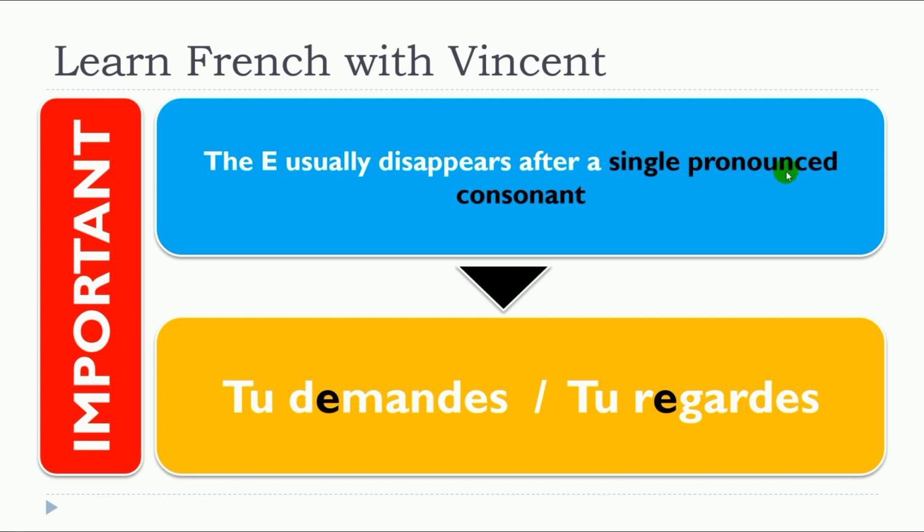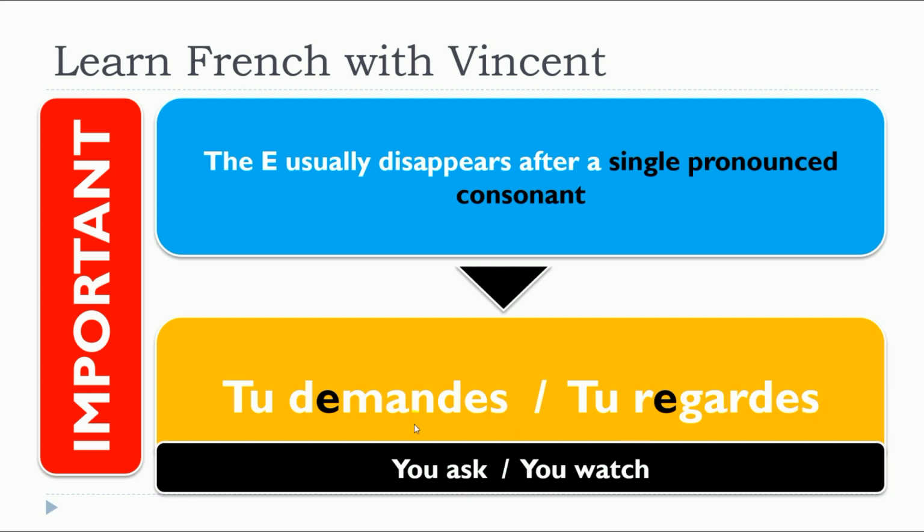That's the reason why sometimes you don't hear the e, because as we saw here, the e usually disappears after a single pronounced consonant. It will go the same way here. Tu, we don't say regarde, but we'll say reg'rde. So remember, d'mande, reg'rde. Just because the single pronounced consonant will remove the sound from the e here. Reg'rde, d'mande.